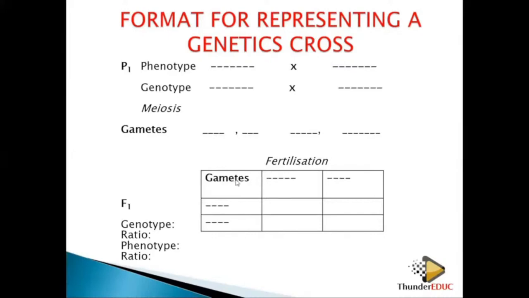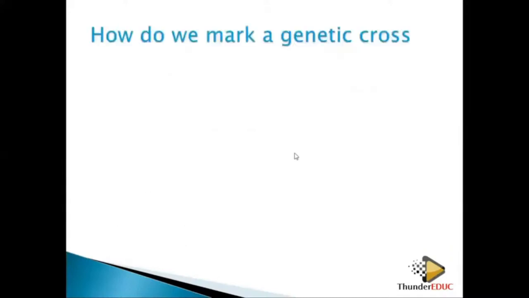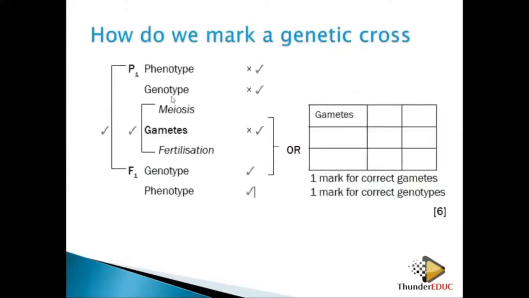So now you have the gametes. These ones you bring them here, and then these ones you bring them here, or you can swap them. So that's how we do marking. How do we mark a genetic cross? That's what I've been trying to explain. This is a practical example.